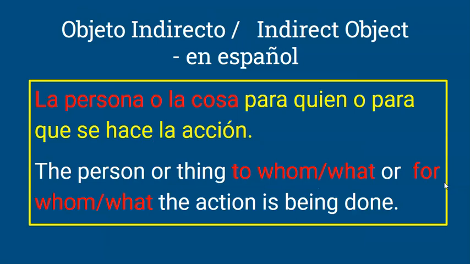Now we're going to talk about indirect objects, so we can make them pronouns also. This is objeto indirecto, la persona o la cosa para quien o para que se hace la acción. The person or thing to whom or for whom the action is being done. So before it was the thing receiving the action of the verb, like the thing being bought. Now we're saying for whom is that being bought, or to whom something is being given. And certain verbs certainly will lend themselves more to having indirect object pronouns than others, like giving something, telling something to someone, or giving something to someone.